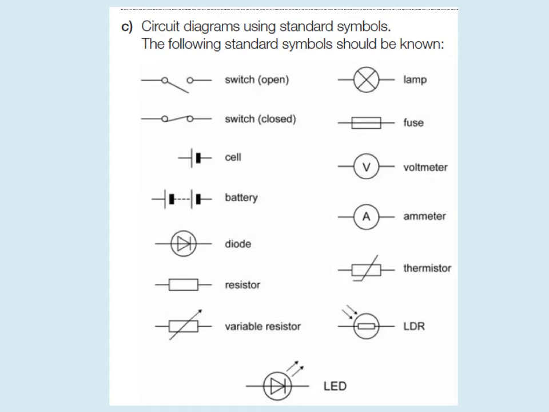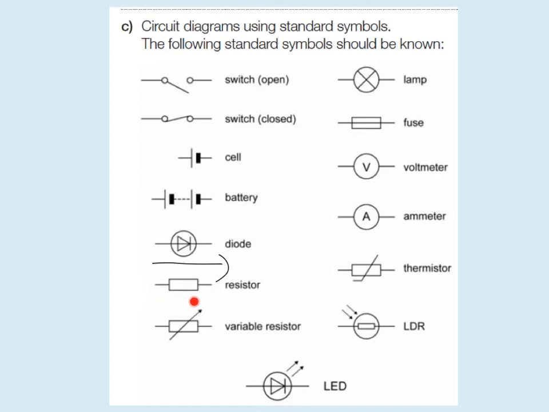The next circuit symbol we'll look at is a diode. A diode only allows the current to flow in one direction. So this diode here will only allow current to flow in this direction. Current cannot flow to the left, it can only flow to the right, because you've got a very high resistance in the opposite direction.